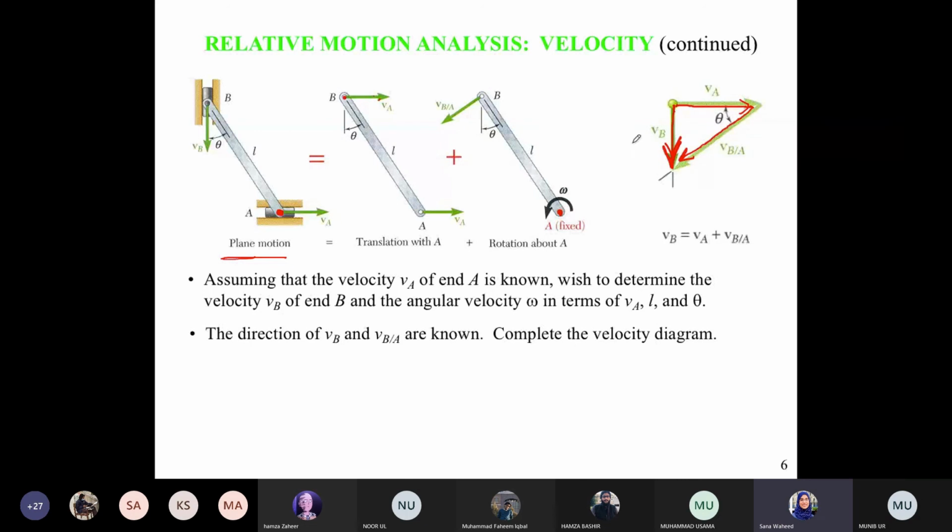Now because I already knew that VB has to be vertical, VA has to be horizontal, and I also knew that VB by A, the relative velocity, is going to be perpendicular to this one. Because of all of that information, it was enough for me to draw this out. Even if I did not know their magnitudes, I could still draw this triangle just by knowing this much.